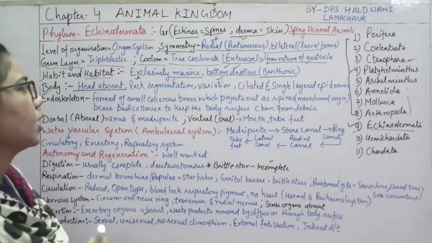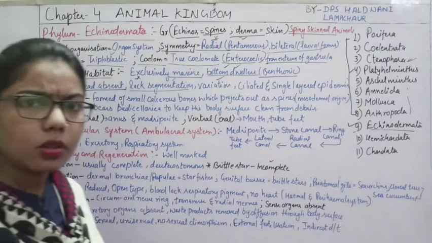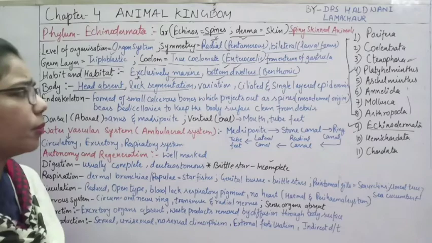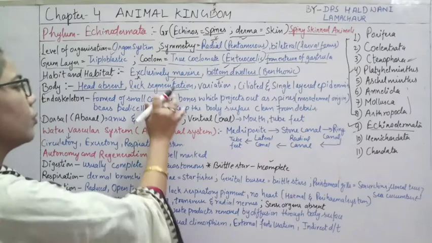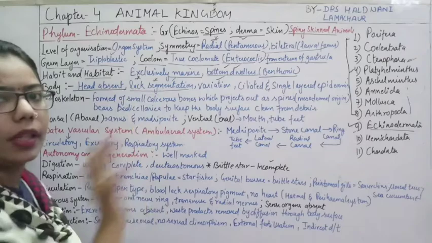Now if we talk about segmentation, segmentation is one of the features which we have discussed in the case of arthropoda and also annelida. But in the case of Echinodermata, they do not have any segmentation. The body is not divided into any segments, so we can say they lack segmentation. So what is happening? Everywhere there was promotion, here there is demotion. The head is gone and segmentation is also gone.